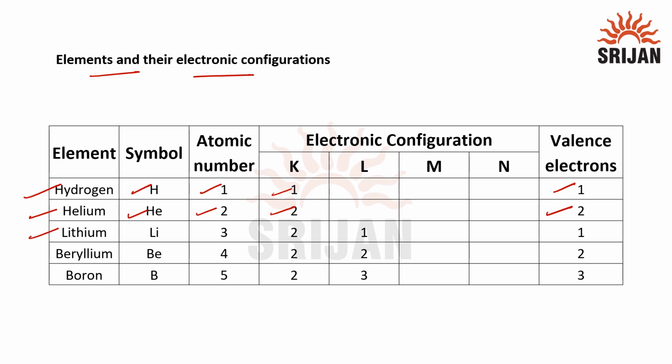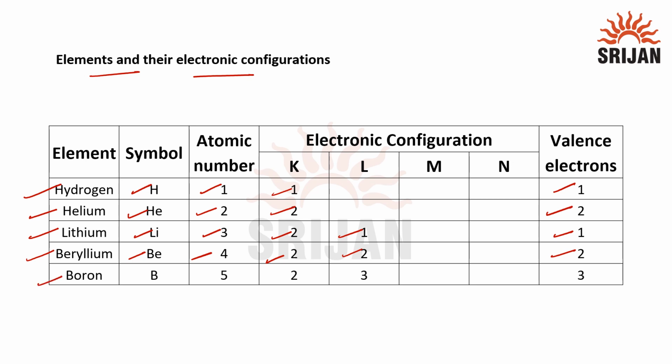Next is lithium. Symbol is Li. Atomic number is 3. Its electronic configuration is K2L1 and valence electron is going to be 1, which is present in L shell. Next is beryllium. Symbol is Be. Atomic number is 4. Electronic configuration is K2L2. L being the valence shell, the valence electrons are 2.